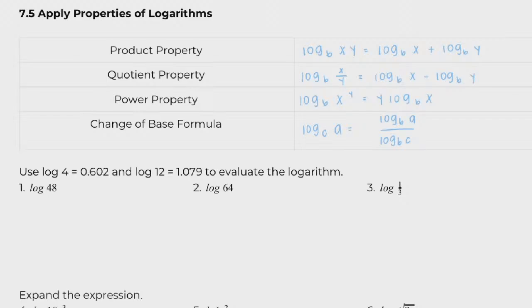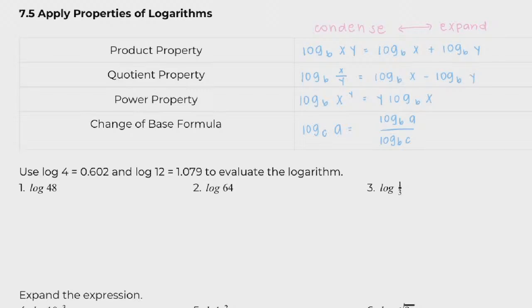And the change of base formula: if we have log base c of a and we want to change the base from c to b, this would be log base b of a over log base b of c. So over here is condense, and this side is expand. So we can go either way.